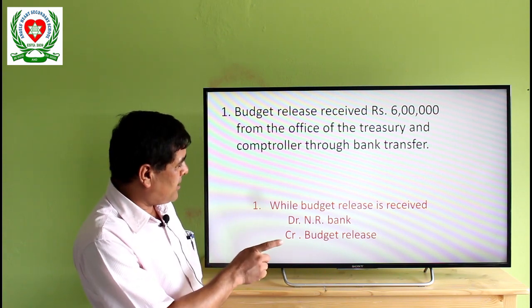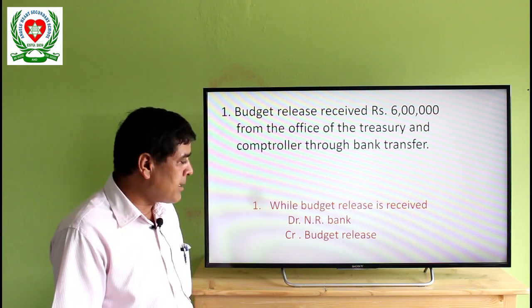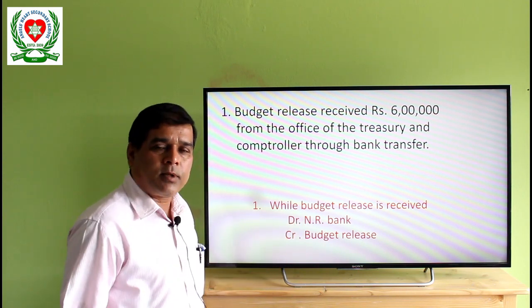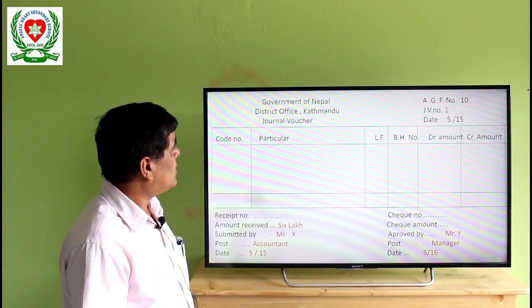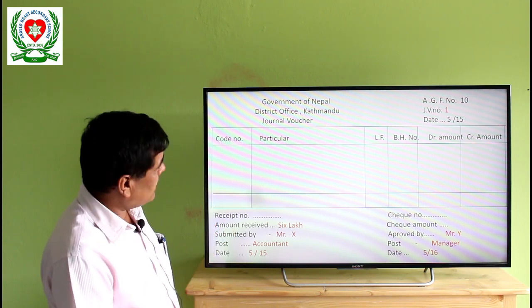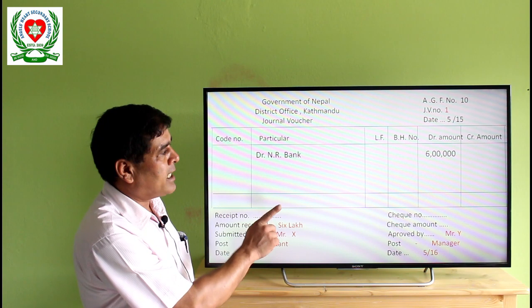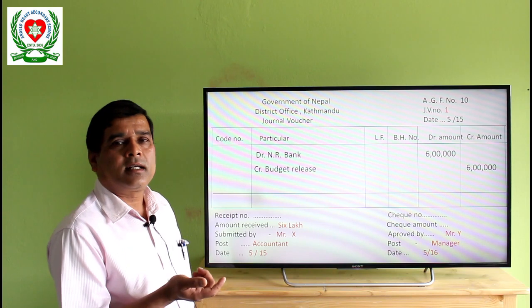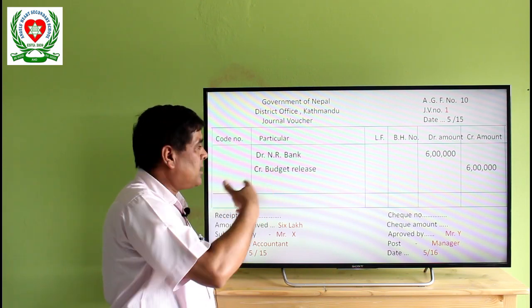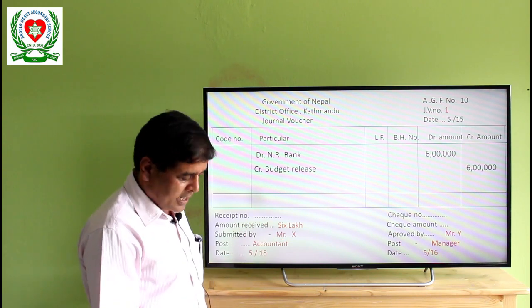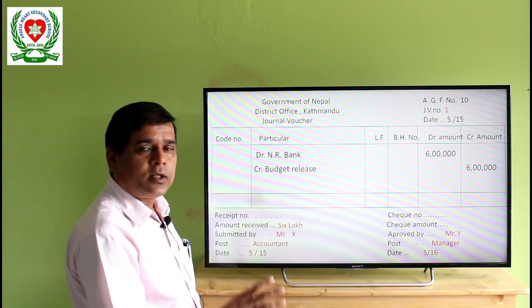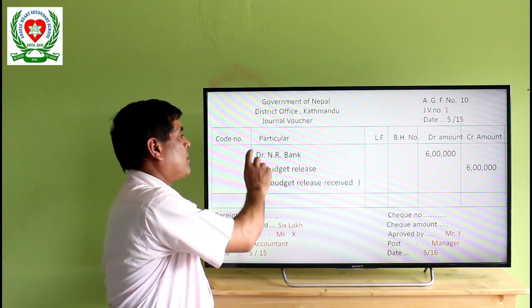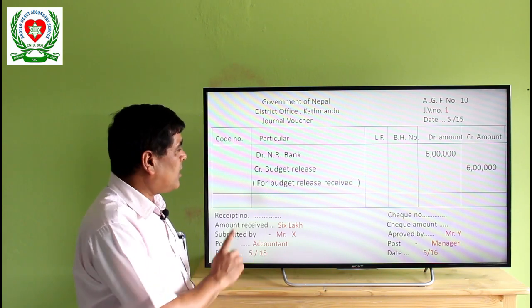When budget release is received, our formula is debit NR Bank, credit budget release. The same debit NR Bank and credit budget release we have to write in the journal voucher. It is the format. Debit NR Bank 6 lakh, credit budget release 6 lakh. If we learn the debit and credit items by heart, there will be nothing difficult in making a journal voucher. Narration should be written to support this transaction.